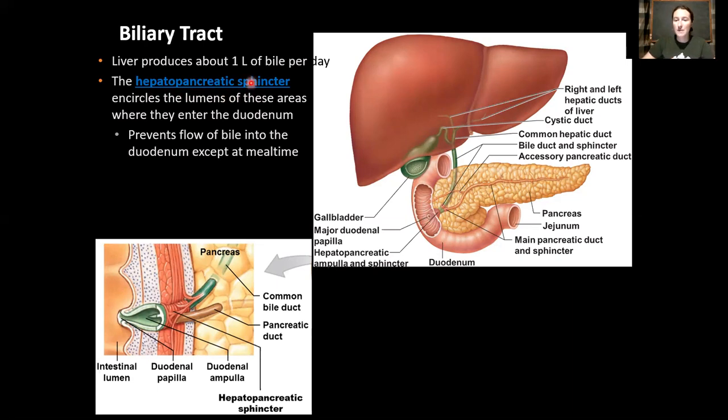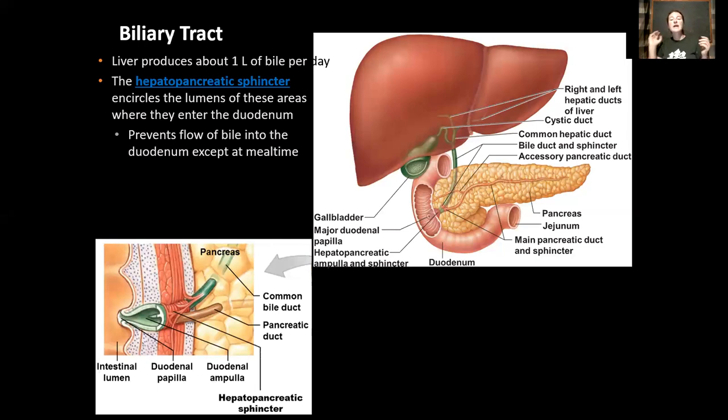Okay, and so if we zoom in on this over here, what we can see is the wall of the duodenum. Okay, we can see this green duct here coming from the liver and the gallbladder. We can also see a duct coming from the pancreas, and this circular muscle surrounds both of them. And so when the circular muscle relaxes, it's going to allow bile as well as pancreatic juices into the lumen, the opening of the duodenum or of the small intestine.